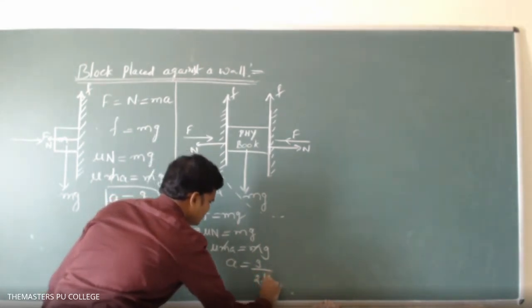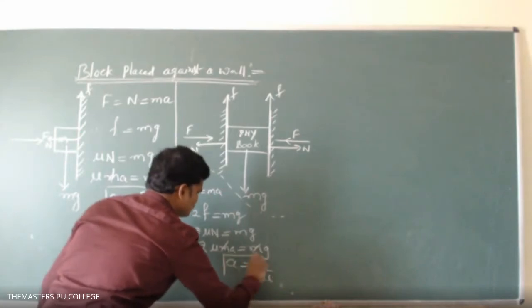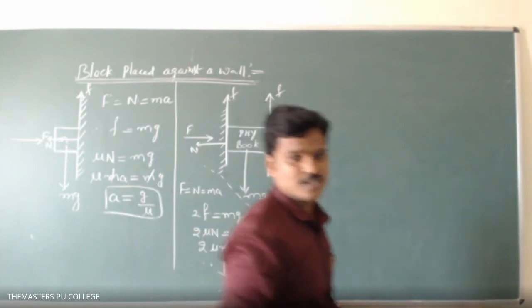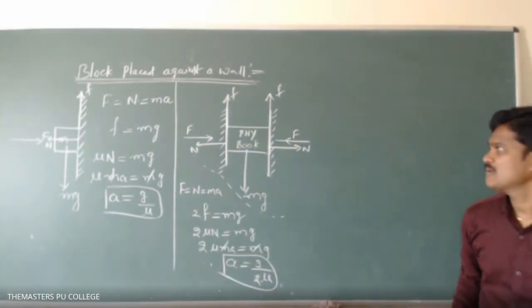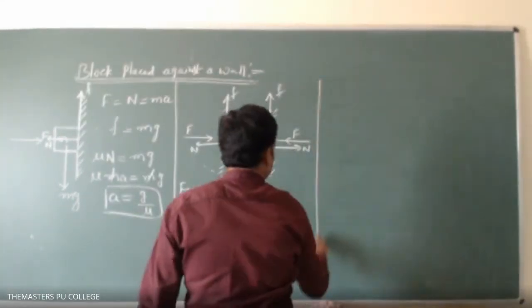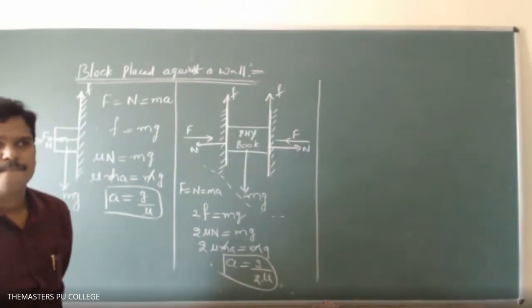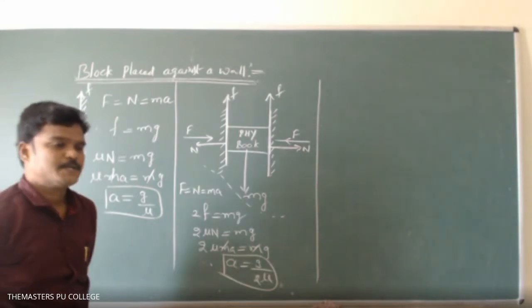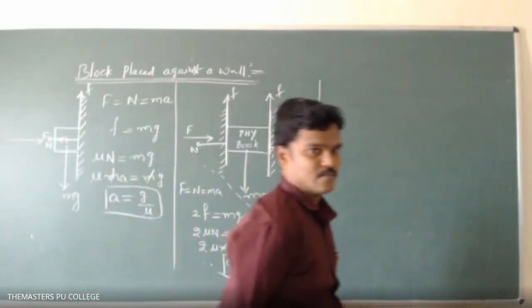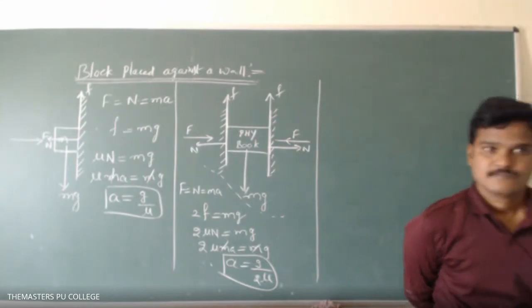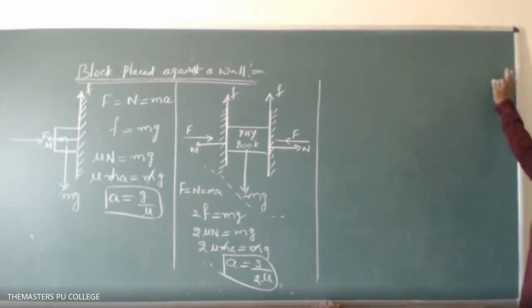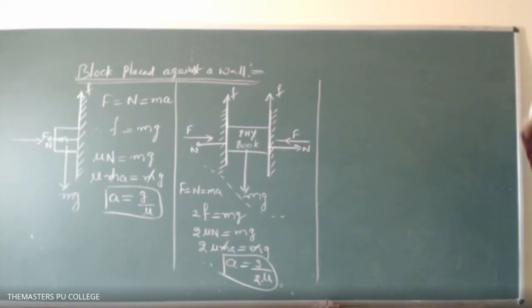Is it visible downside? Anyone? Yes, sir, it is visible. Yeah, a is equal to g by 2 mu. You got a is equal to g by 2 mu. Okay. Tell me, up to here is visible? Up to this part? See my hand? Yes, sir. Then I will write up to here.